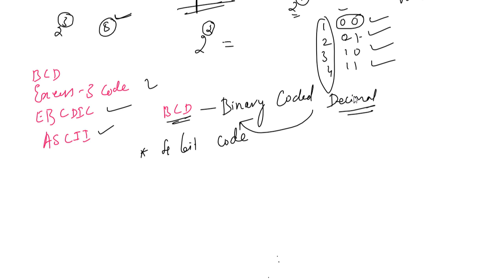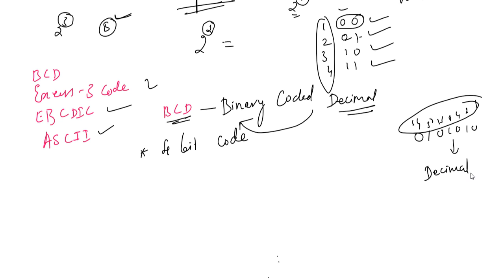For the direct conversion, if I give a number like 101010 and want to convert it into decimal, you write the weights 1, 2, 4, 8, 16, 32, 64. Wherever there are ones, you add those weights, and you will get the equivalent decimal number.